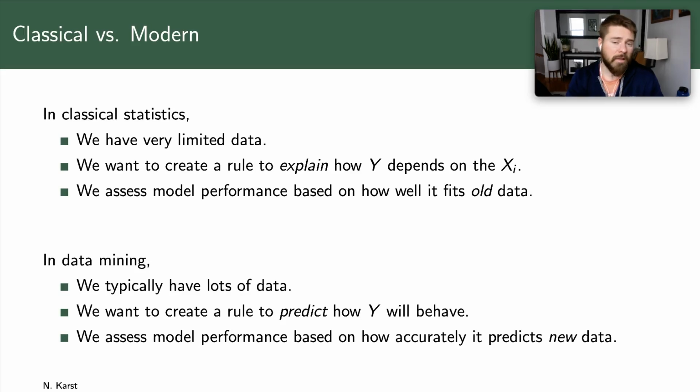So let's put this in a little bit more context. In a small data, classical statistical context, we have very limited data. Like it's expensive to take, it's expensive to manipulate, it's expensive to curate. It's just a pain to get data. And therefore, we want to explain by creating a rule why our dependent variable depends on the independent variables, the xi. And because we only have so much data at our disposal here, we judge a model by its ability to explain the data we have. It's not like we're going to go out and collect more data. It's just too expensive to do that.